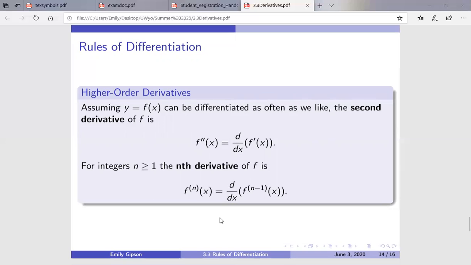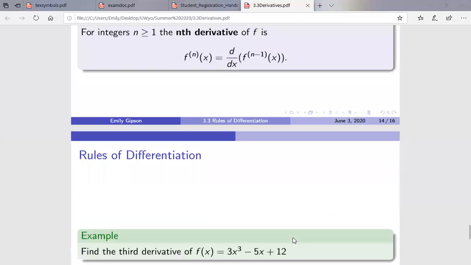And for integers n greater than or equal to 1, the nth derivative of f is f to the power in parentheses n, that part is important, of x, and it's equal to d dx of f to the power in parentheses n minus 1 of x. And this notation is very important. If you leave out the parentheses, then it looks like you're just raising your function to a power instead of taking the derivative of that function.